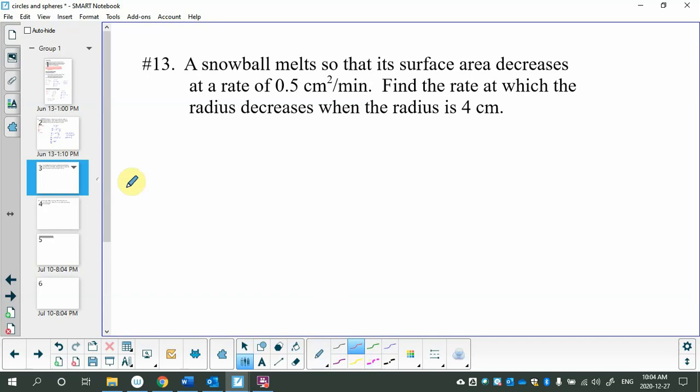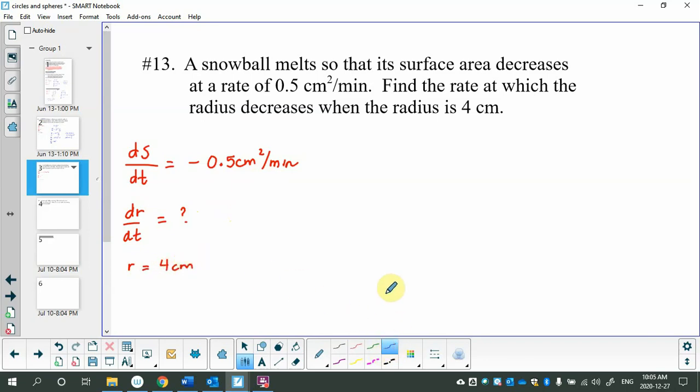So red pen, surface area, so not side, I made it a big S, not that it matters what you use. And because it's melting, I'm using negative 0.5 centimeters squared per minute. Find the rate at which the radius decreases. So I will expect a negative dr by dt when the radius is 4 centimeters.